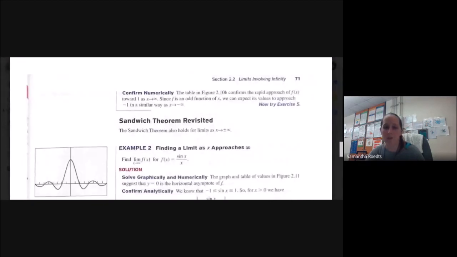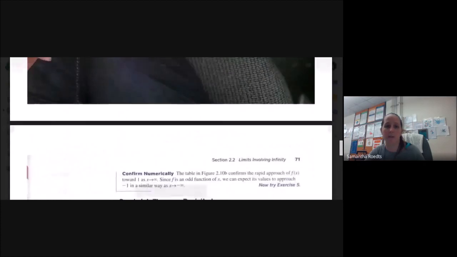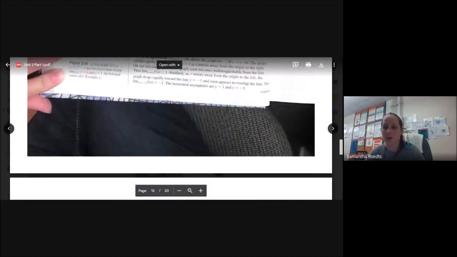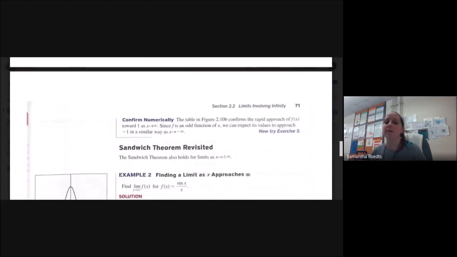So I can confirm that numerically, obviously, by looking at the tables. That's what these are up here. So this basically confirms that there are two horizontal asymptotes, one at negative 1 and one at 1, where the function will go in between them, but it'll never actually touch those lines.